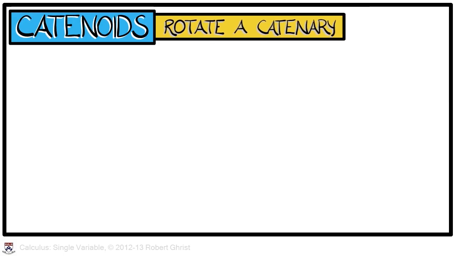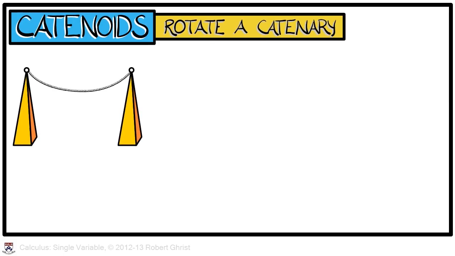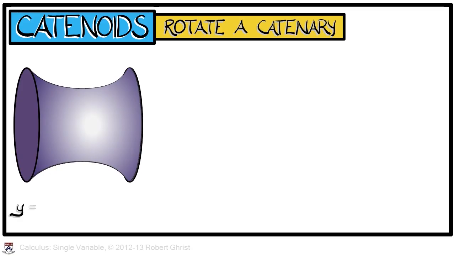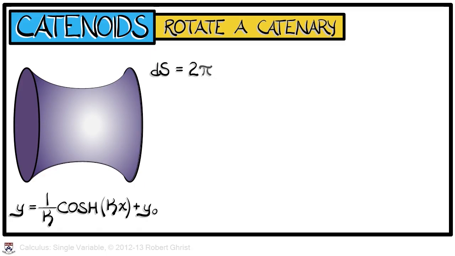Let's end with one last example, a catenoid. This is what happens when you rotate a catenary about the axis. Recall the catenary, the shape obtained by a hanging chain or rope. Now we know the equation for that. It is y is some constant, 1 over kappa, times the hyperbolic cosine of kappa x plus some initial height, y naught. In this case, what is the surface area element?